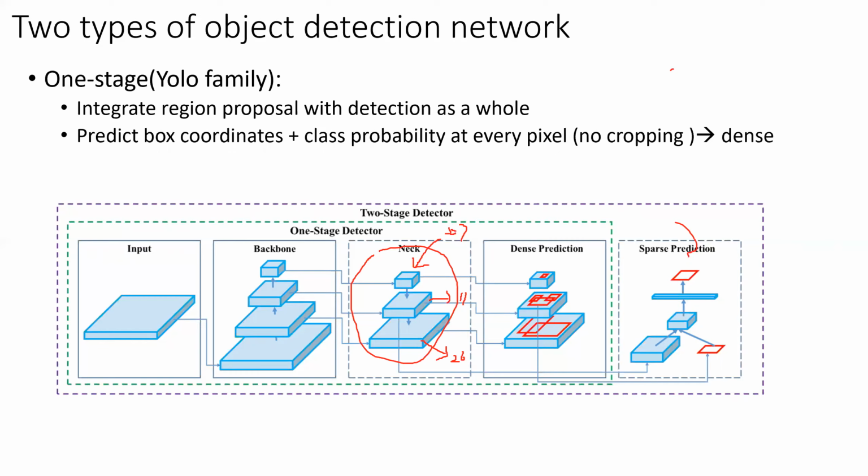So for each input image, it will be divided into multiple grids according to different scales, and each layer will correspond to a different scale. For example, if S is equal to 7, it means it's going to detect large objects. And suppose S is equal to 26, it means that each grid is smaller, so it's going to detect smaller objects.